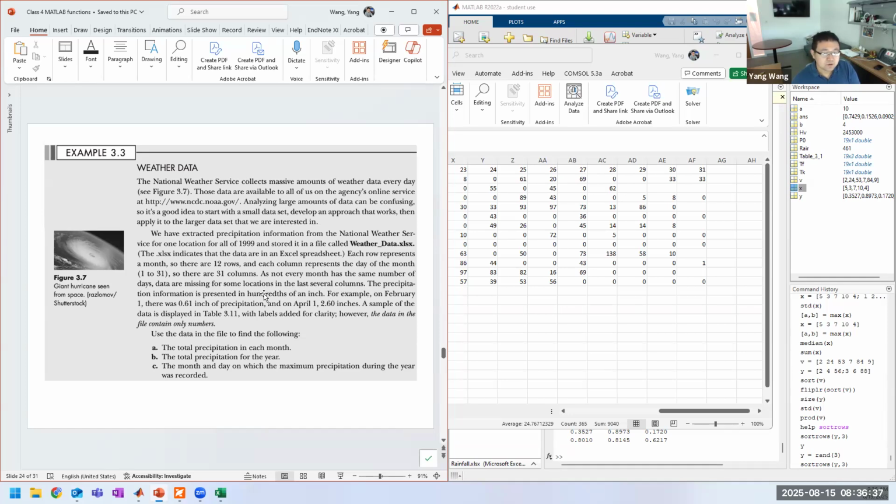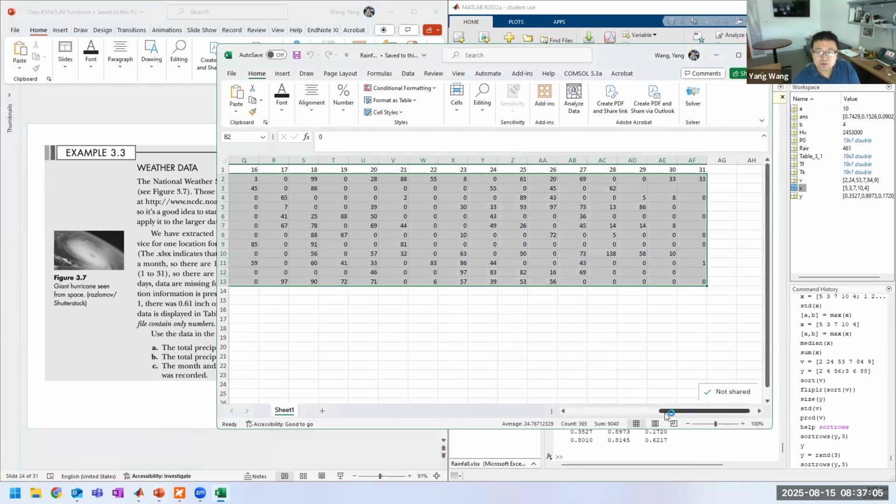Right? The precipitation information is presented in hundredths of an inch. So for example, it has this value, and the data in the file contains only numbers. So it wants us to do the following. First, find the total precipitation in each month. Second, the total precipitation for the year. Third, the month and day on which maximum precipitation during the year was recorded.